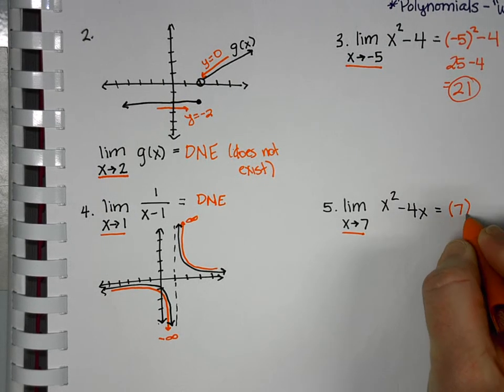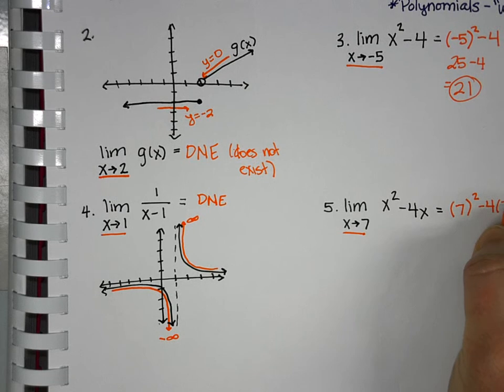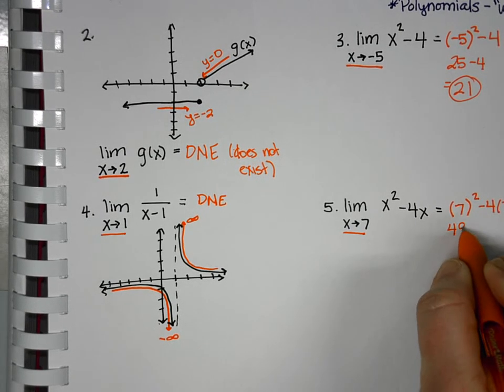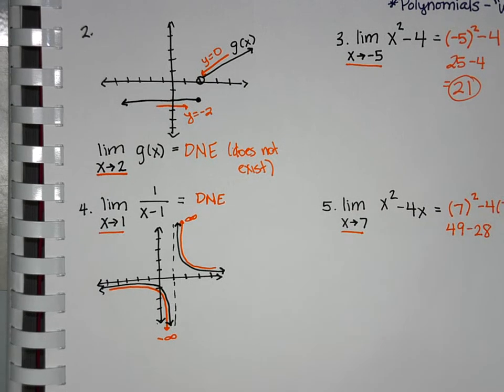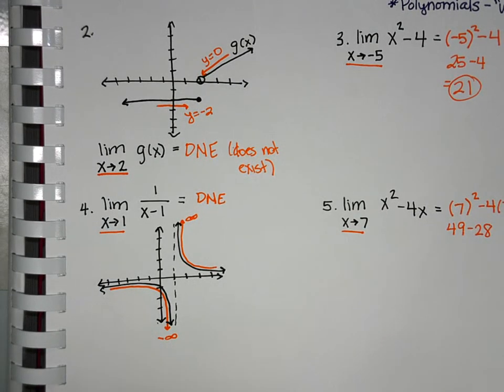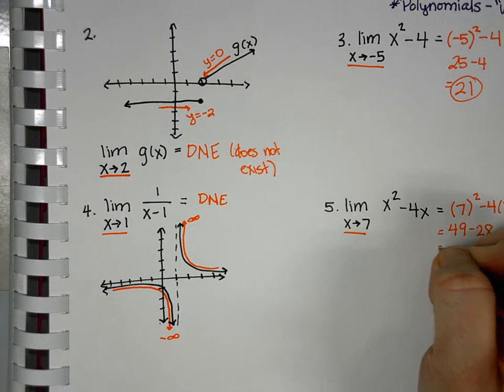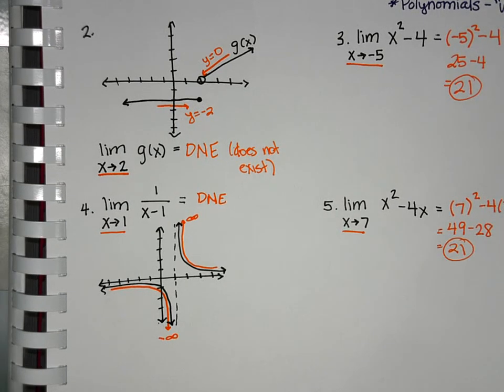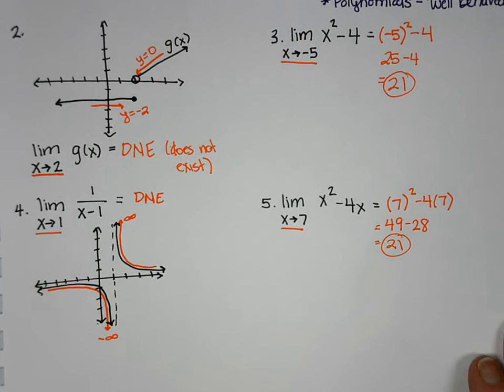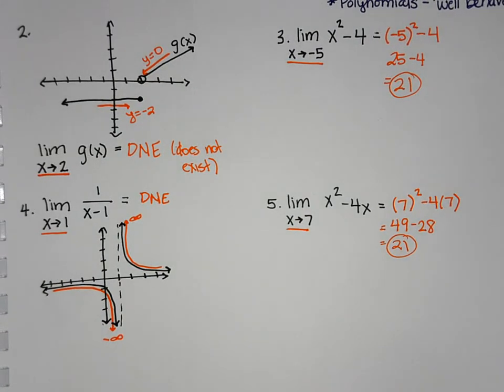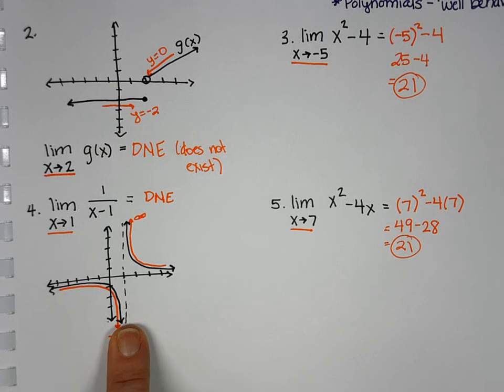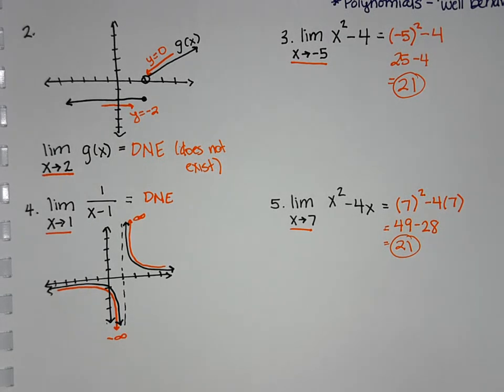So 7 squared minus 4 times 7. So we'll get 49 minus 28, and we'll get 21. What this means is, with what we just found, that if we were to graph it and do our limit like we did on 2 and 4, the y value would be about 21. Now we're going to do 2 more in class that are not well-behaved, because those are the ones that sometimes have some alternate methods, and we're going to go over those in class.